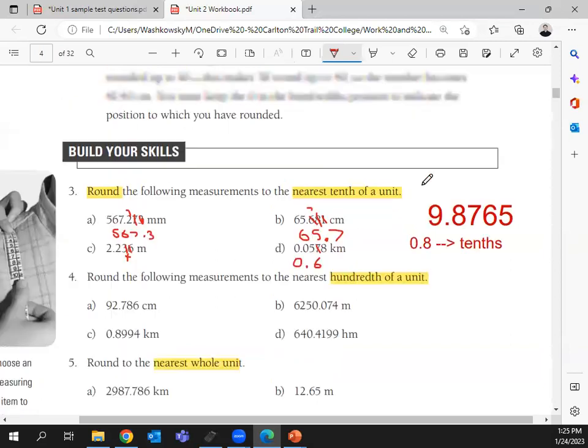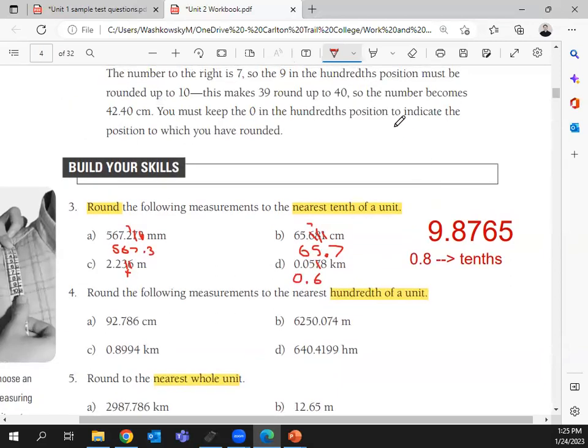I have one more question for you. I'm going to write it up here. What if I give you something like this? 6.0. I want you to round that to the nearest tenth. What is that? Okay, so it's 0.0578. So yes, it is 0.06. Oh, I see what you're saying. So sorry.